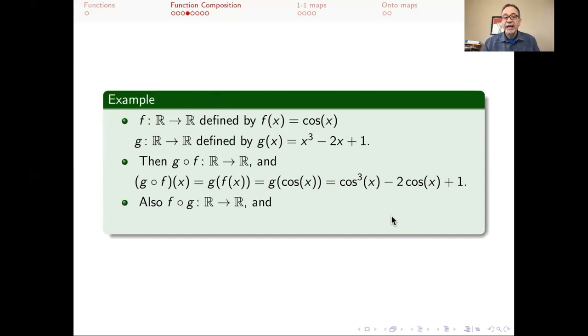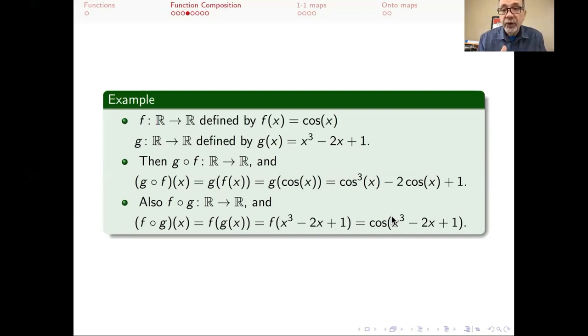Likewise, you can also define f circle g. f circle g, f of g of x, means you do g first, then f. g of x is x cubed minus 2x plus 1. You take that x cubed minus 2x plus 1 and plug it in wherever you see x in the rule for f of x. And so you get cosine of x cubed minus 2x plus 1.